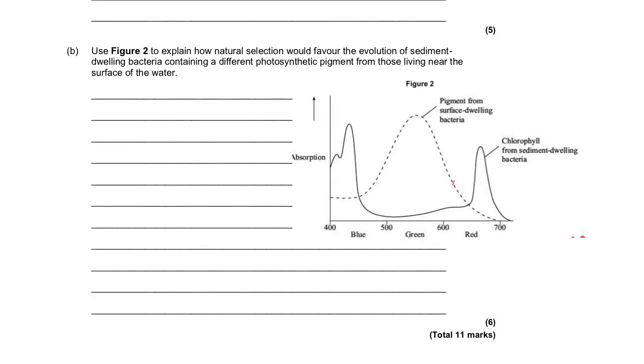We've made it. We're at the end, guys. Last question. Using figure 2, explain how natural selection would favour the evolution of a sediment-dwelling bacteria containing a different photosynthetic pigment from those living near the surface of the water. And so what I've done here, I've just copied in figure 2.